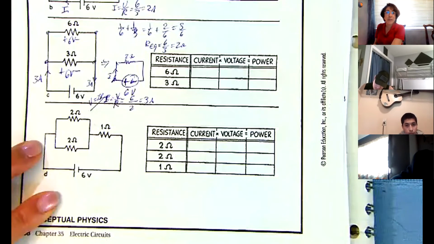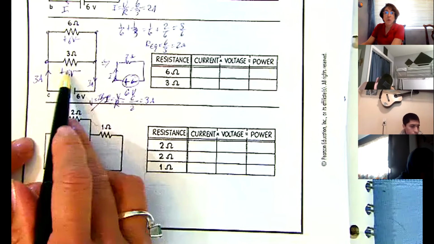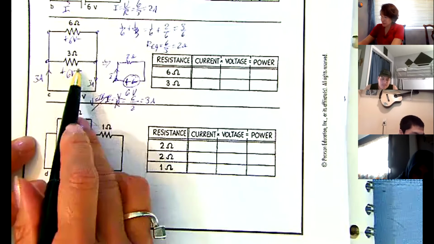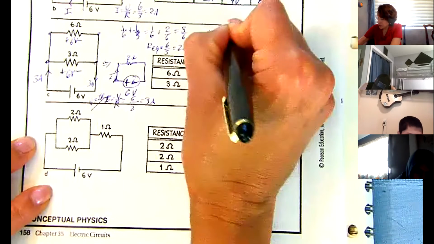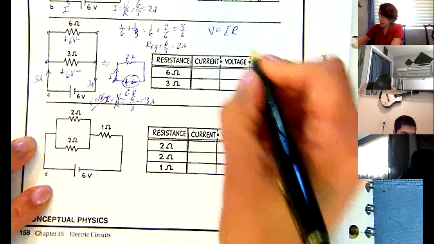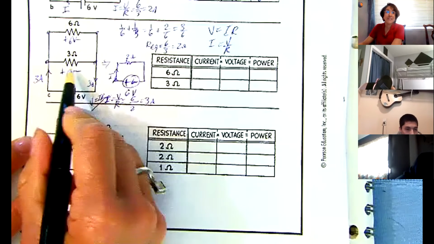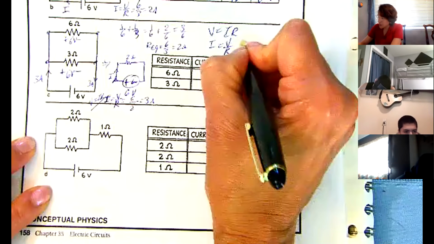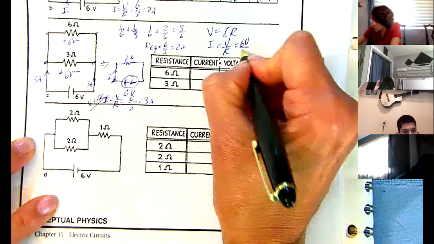Does that work, Josue? Yeah. So now tell me how much current is going through the 3 ohm resistor. We have the volts, so to find the current, we would have to do V over R. Okay, good. I is V over R. So what's the V here? 6. Right, 6 volts. And what's the R here? 3. 3 ohms. So what's the current?